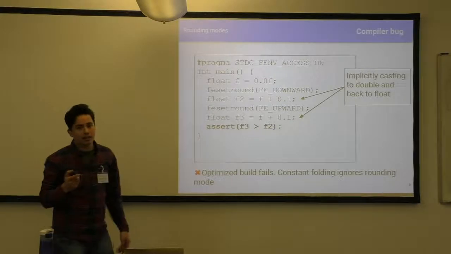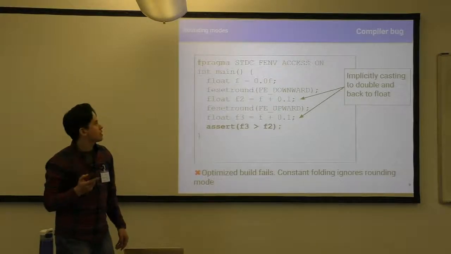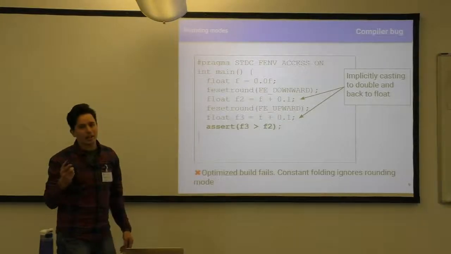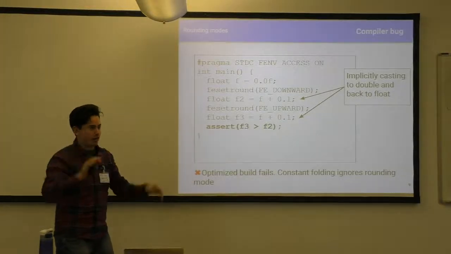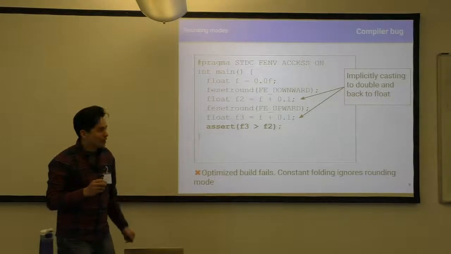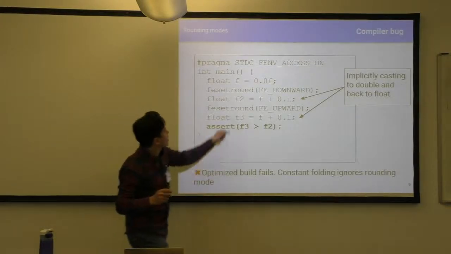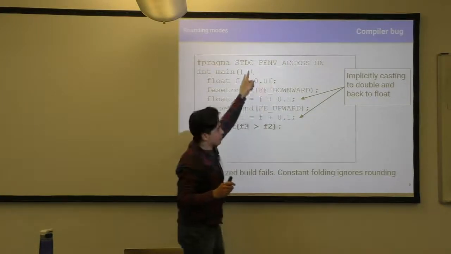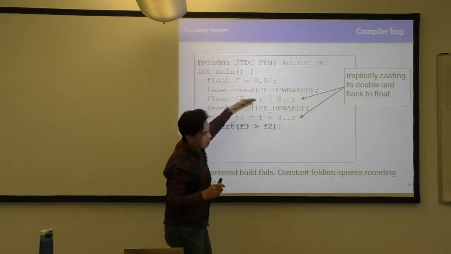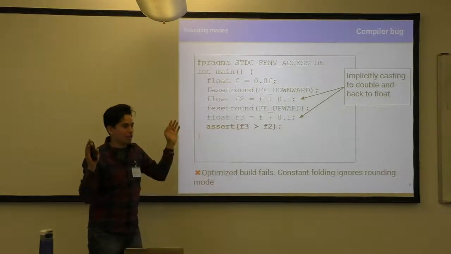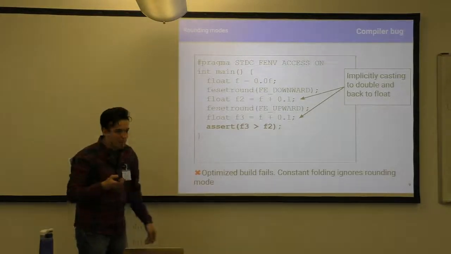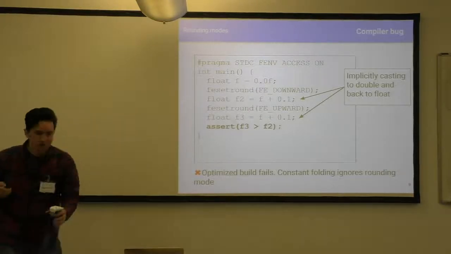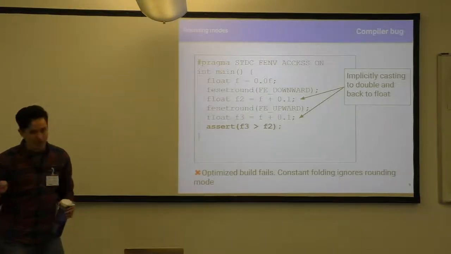GCC and Clang. GCC doesn't warn. So GCC doesn't say anything about this. GCC just compiles your code and then this fails. Clang is slightly nicer in that it would actually emit a warning. It says, "Oh, you're using this pragma," which is like a hint to the compiler that you're going to be using the rounding mode. But it says, "I don't support this. I don't know what's going to happen." Neither is that good, but Clang is slightly nicer.